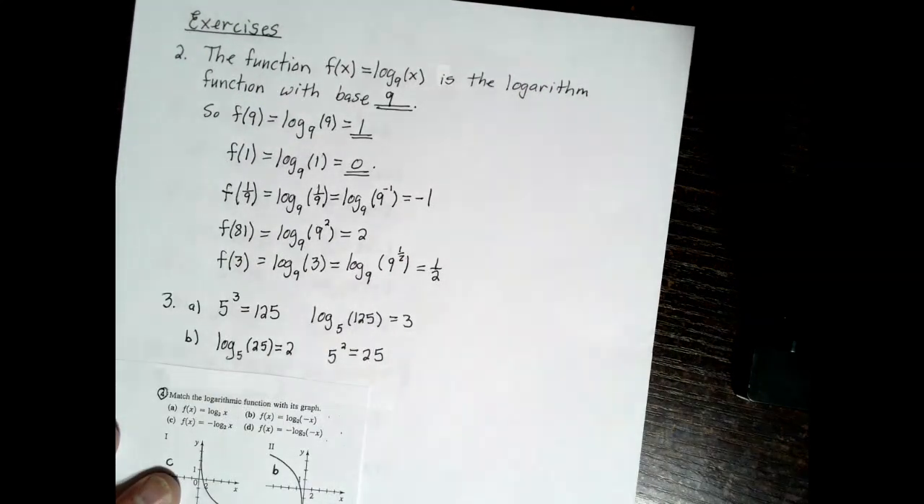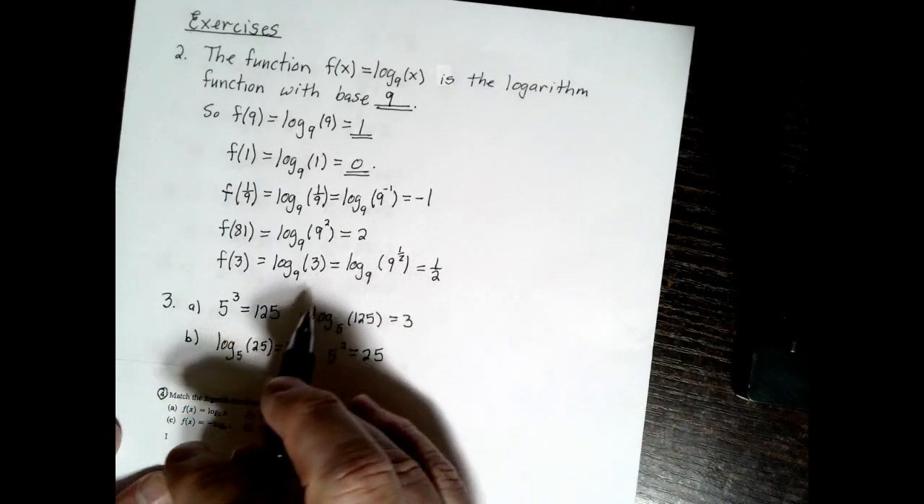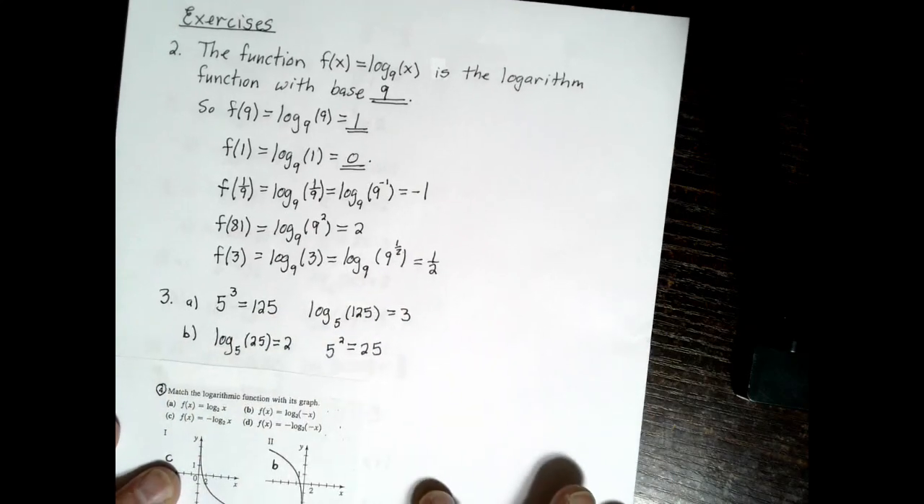3 is a little tricky, but you can write 3 in terms of 9 as 9 to the 1/2, meaning the square root of 9. And since those two match, the answer is just the exponent 1/2.